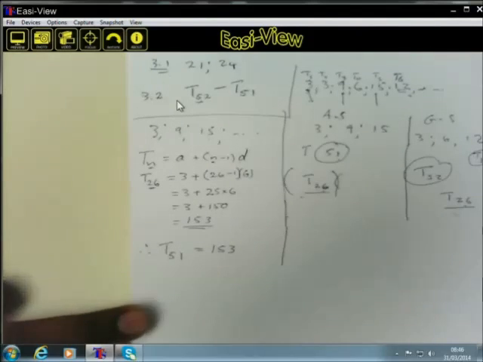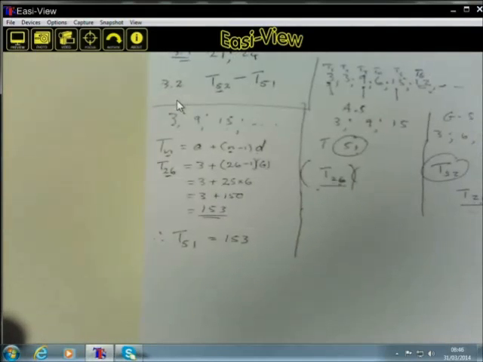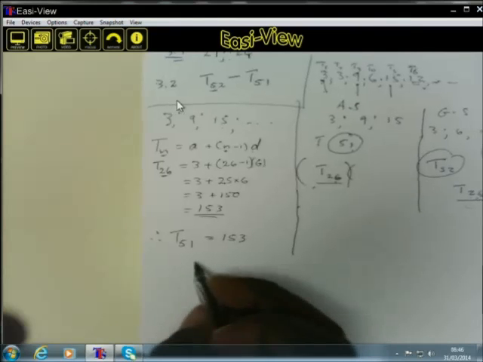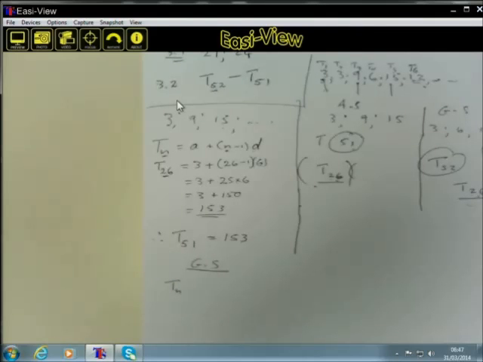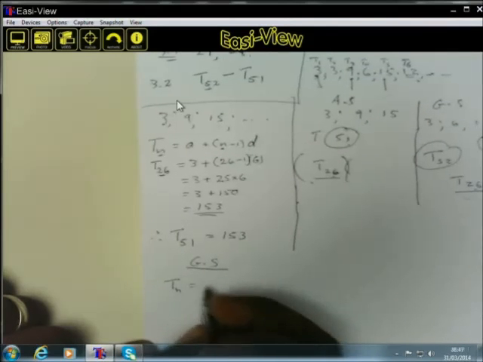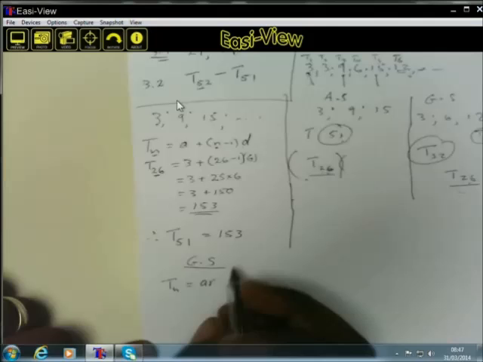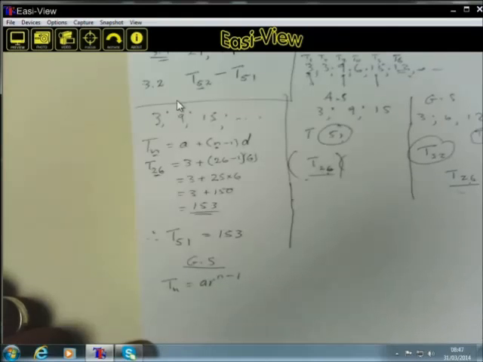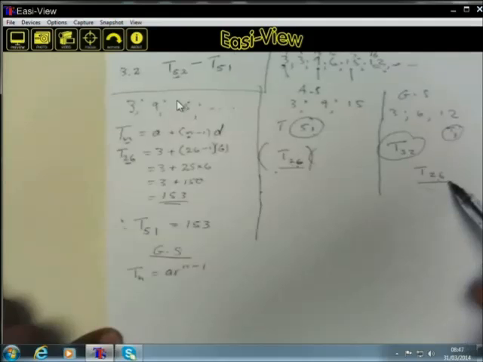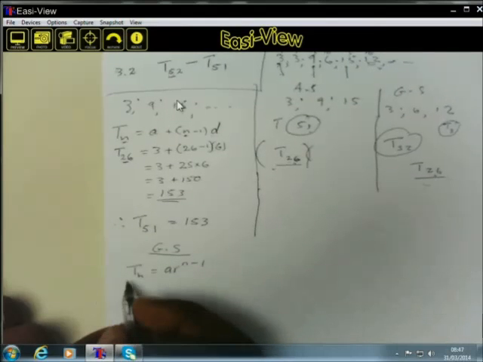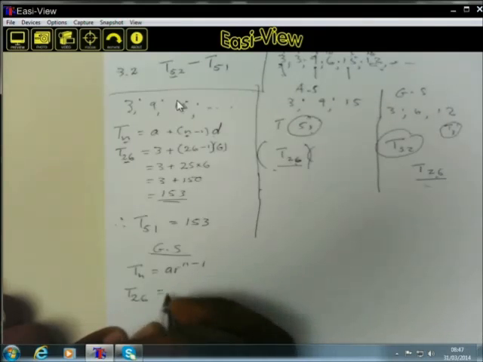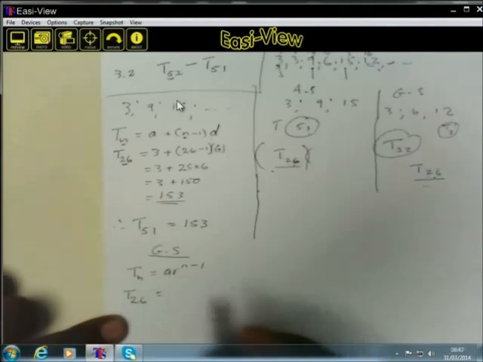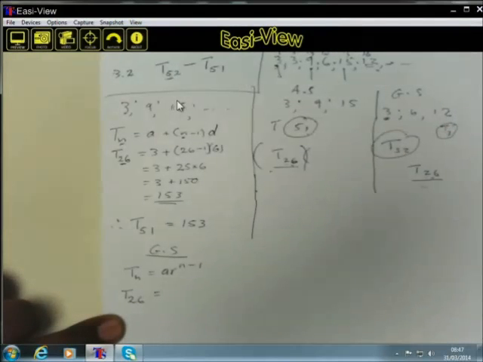So what we have done with arithmetic sequence here, we will also do with the geometric sequence. With geometric sequence, we write down the formula for the general term, which is Tn equals a r to exponent n minus 1. Because we are looking for term number 26, in the place of n we are going to write 26, and the first term a is also 3 with regard to the geometric sequence.